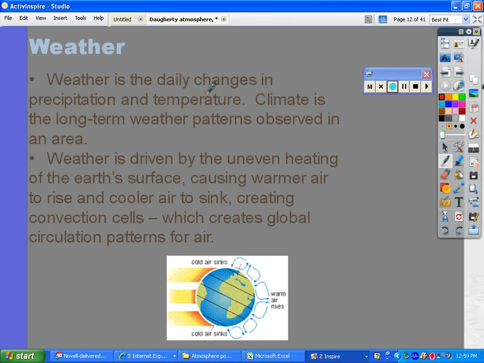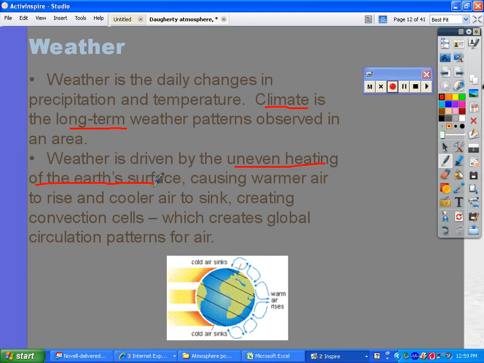Okay, so we already talked about weather. We said it's the day-to-day conditions, whereas climate is long-term weather patterns. Okay, what drives weather? Well, weather is driven by that uneven heating of the Earth's surface. We've kind of talked about that before.